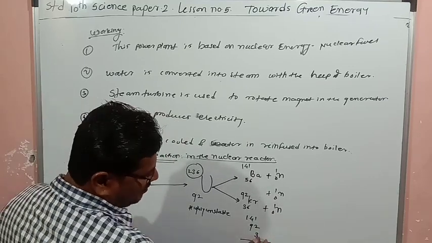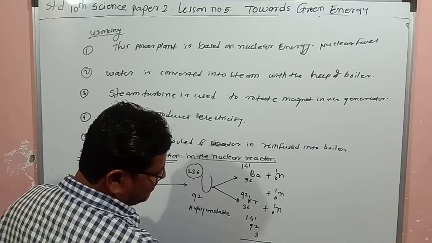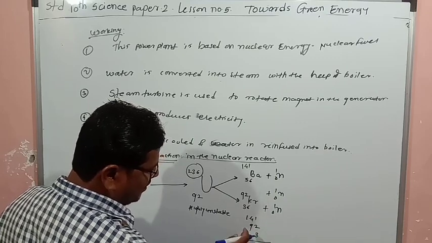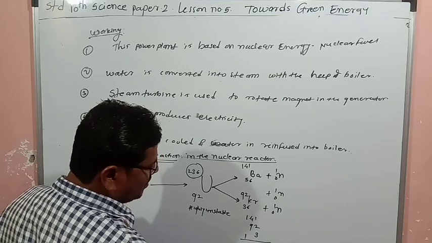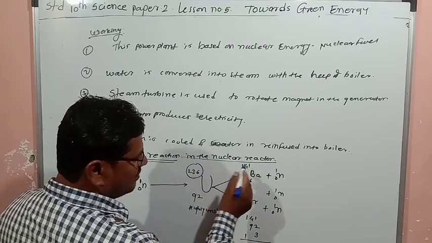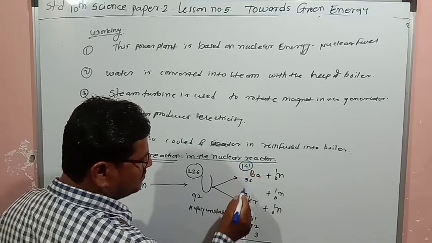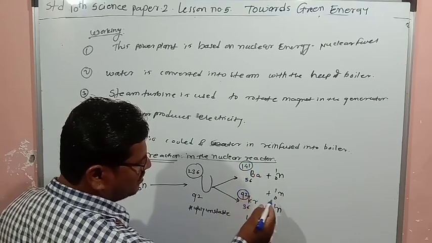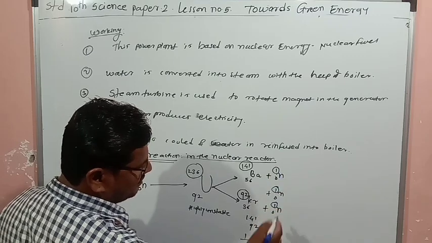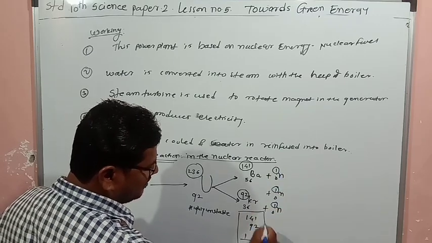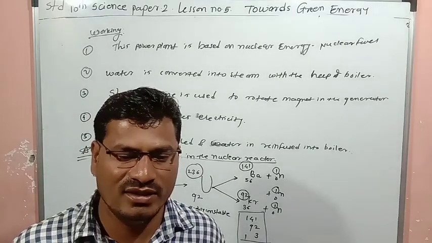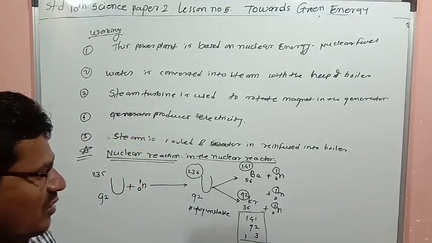So how is 236 obtained? 141 plus 92 plus 1 plus 1 plus 1. Like this, the number becomes 236, and then this nuclear reaction occurs.